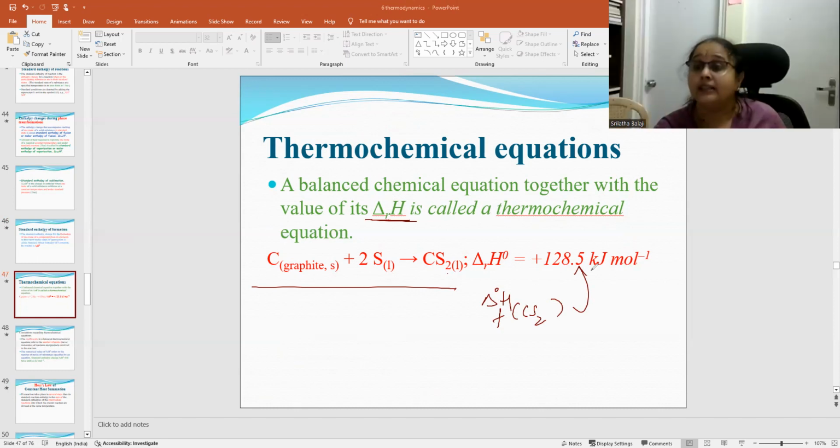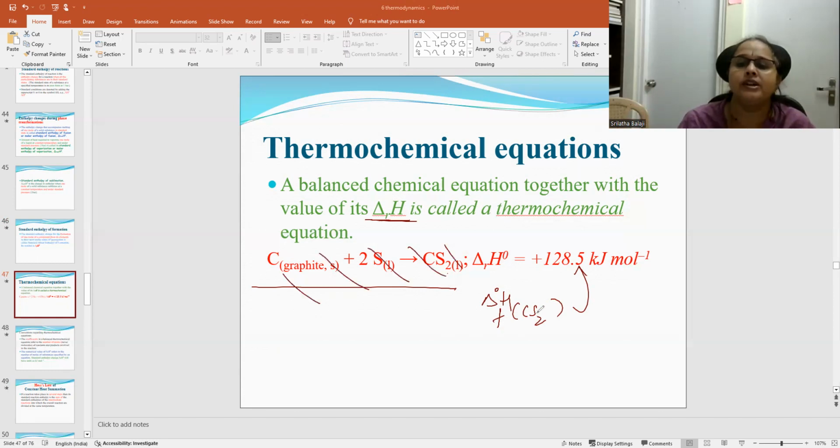This is something that you should be in a position to deduce from the equations, from the notations. See, symbolically, data will be given. You should be in a position to deduce all the information just by looking at the symbol. So tomorrow, none of this equation will be given to you. It is given delta H naught F is just plus 128.5. You have to write the equation. So how will you write it? The equation is this. Is that clear?